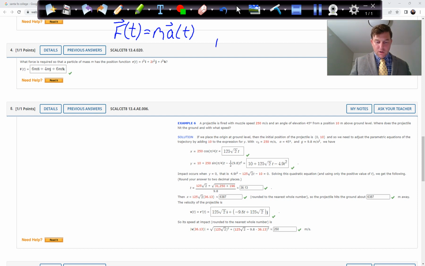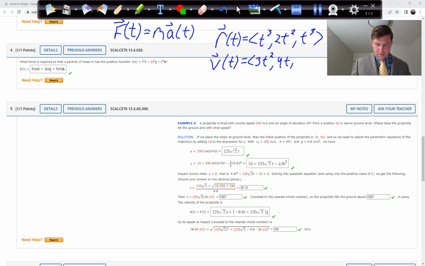And if we know r is t cubed, 2t squared, and t cubed, then v is 3t squared, 4t, 3t squared, which means a is 6t, 4, and 6t.